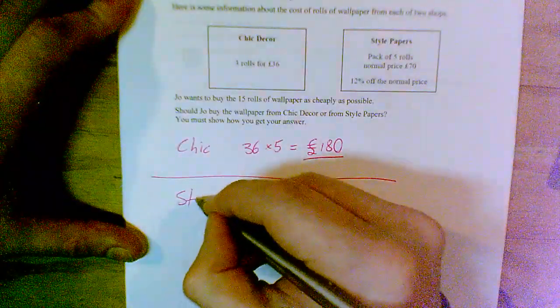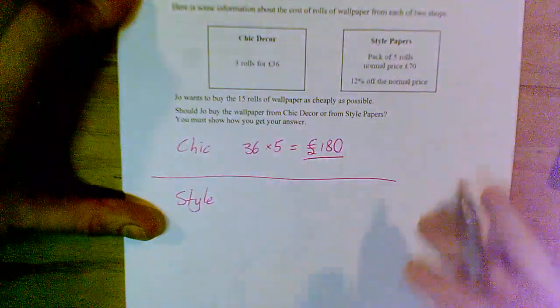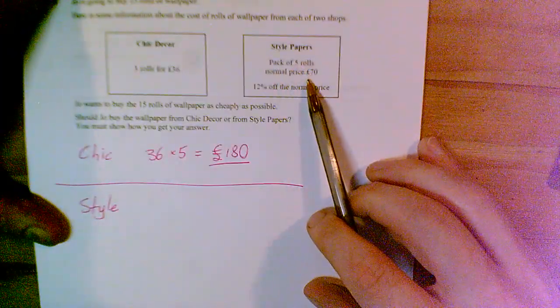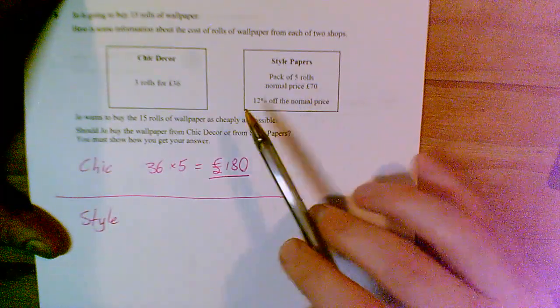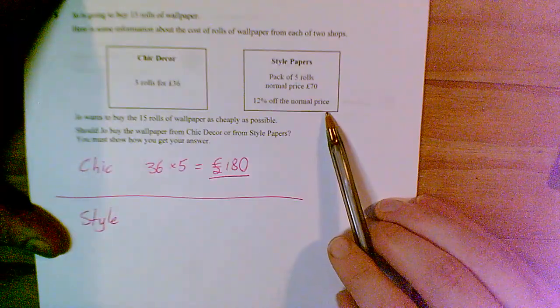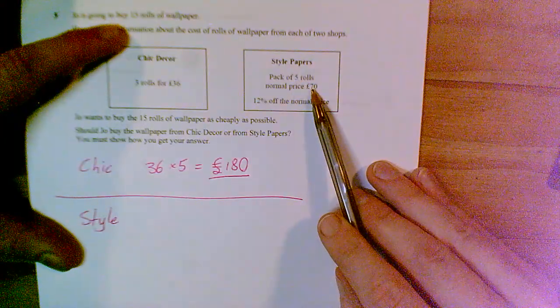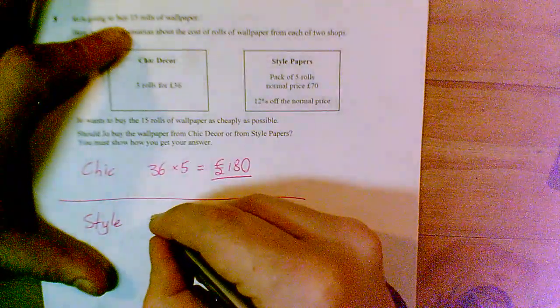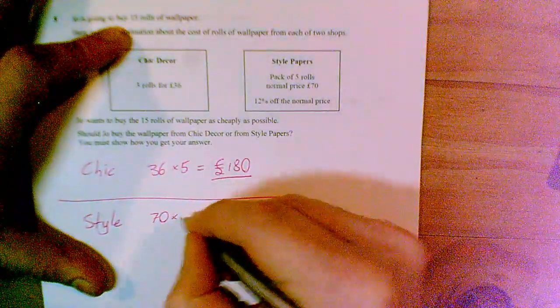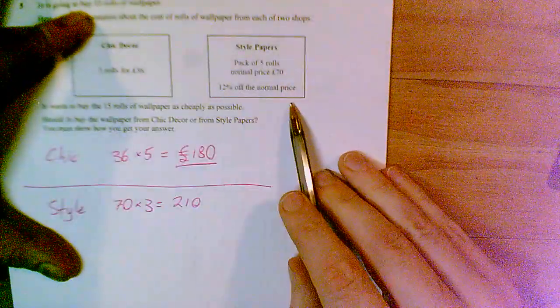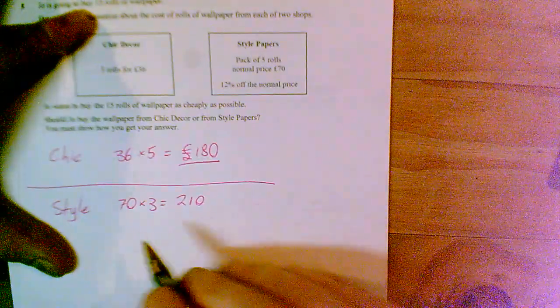Then she could go to Style Wallpapers, fantastically named. Now there's 2 things going on here. First off, that's what it actually costs. Then we need to reduce it. So a pack of 5 rolls is that, so she needs 3 of them, so she needs to spend £70 times 3, so that'd be £210. However, we're not done. We need to take 12% off it.